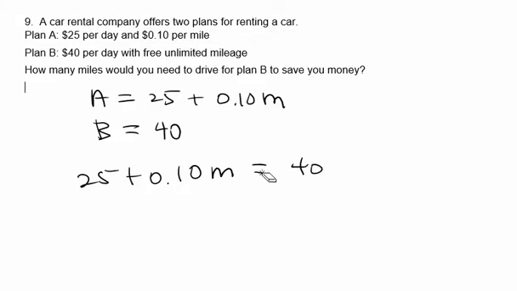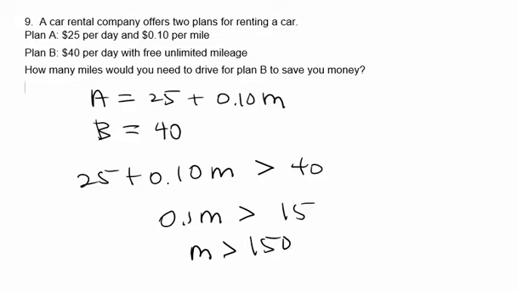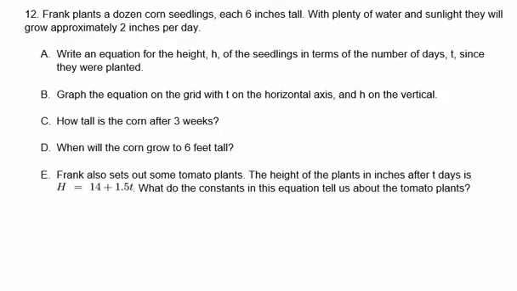But you could instead write an inequality because we want Plan A to cost more and solve this for m. So we find that m is greater than 150. So if you know you're going to be driving more than 150 miles in a day, then Plan B would be the better option. Let's skip ahead to number 12.